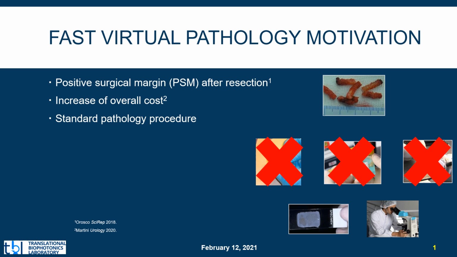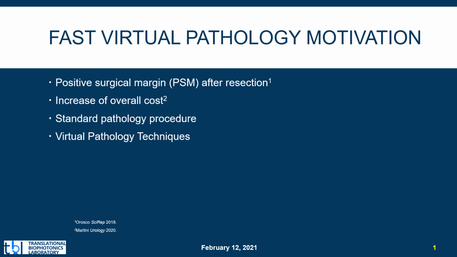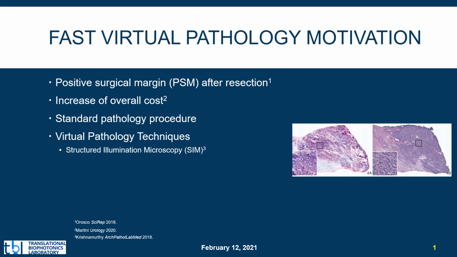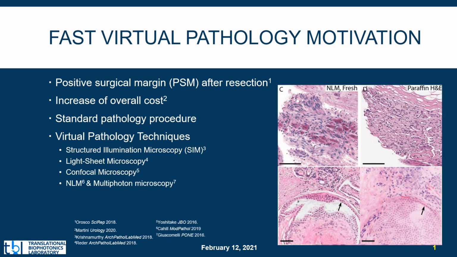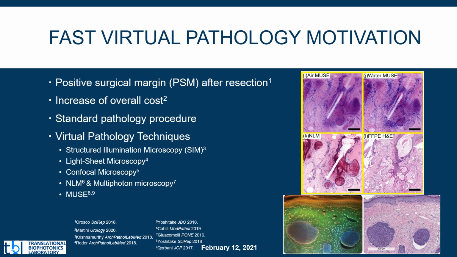pathology diagnosis. The majority of virtual pathology techniques use fluorescent microscopy to produce H&E-like images. In our group, we are working with structured illumination microscopy and light sheet microscopy. But virtual pathology is also possible with confocal microscopy, nonlinear and multiphoton microscopy, and microscopy with ultraviolet surface excitation.